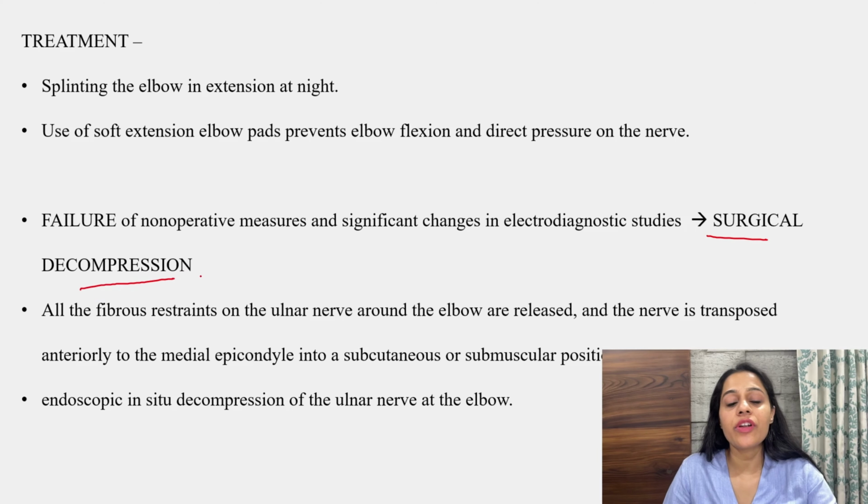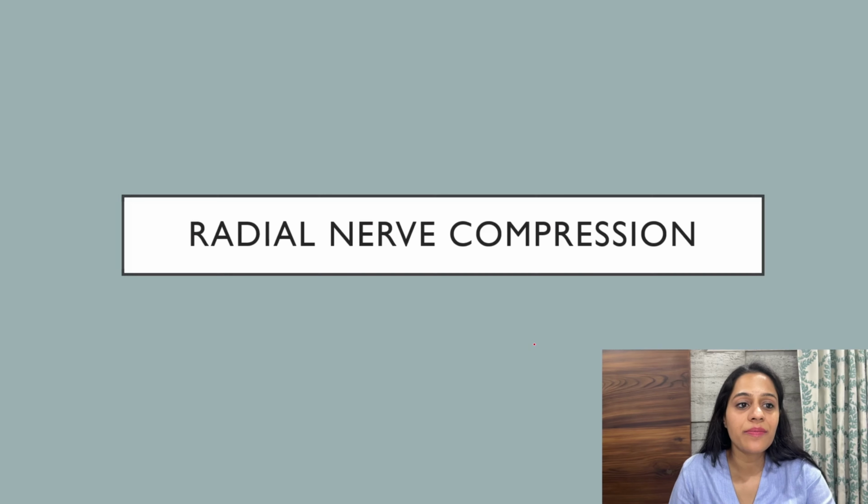In surgical decompression, all the fibrous restraints around the ulnar nerve and the elbow are released and the nerve is transposed anteriorly in the subcutaneous or the submuscular plane. So it depends on the patient whether we want to do it in the subcutaneous or submuscular plane. Endoscopic decompression of the ulnar nerve is also a modality which can be considered.